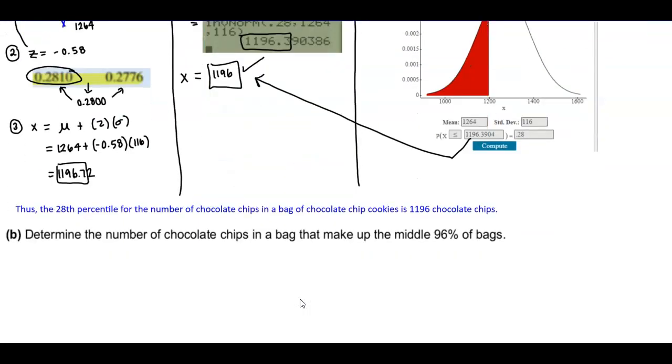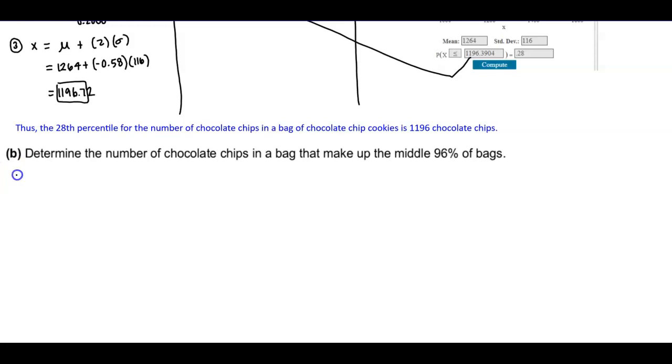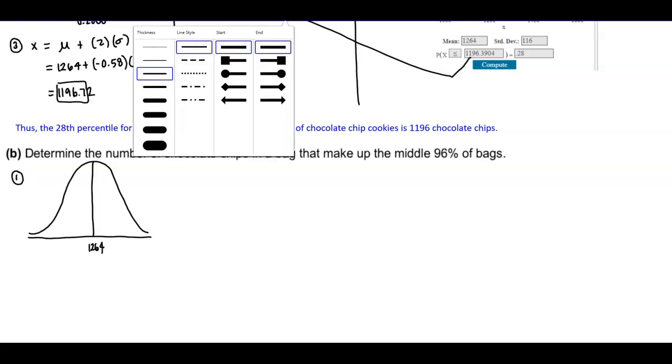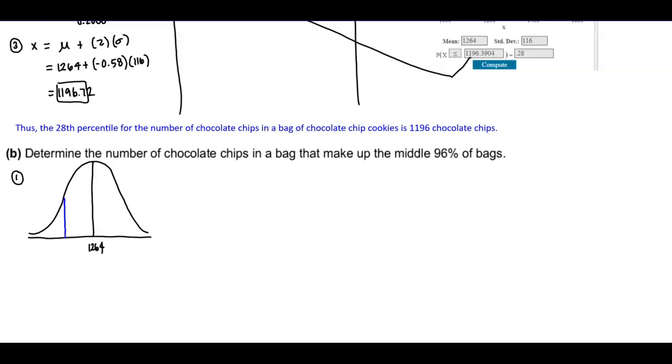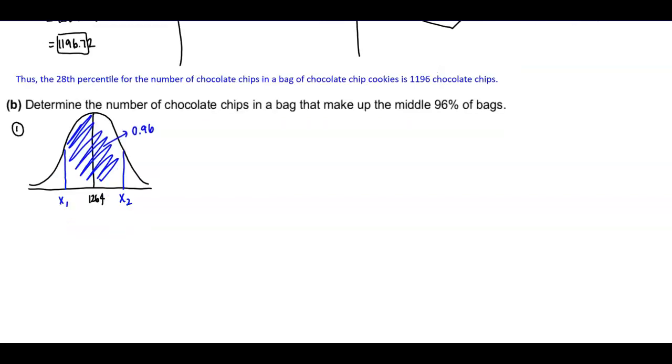So if we want to find the middle 96%, that means that we know our area is 0.96. When we draw our bell curve, again, we know that our mean is 1264. And then this is going to represent the middle 96%, which becomes 0.96. So we want to find out, this is x1 and then this is x2.